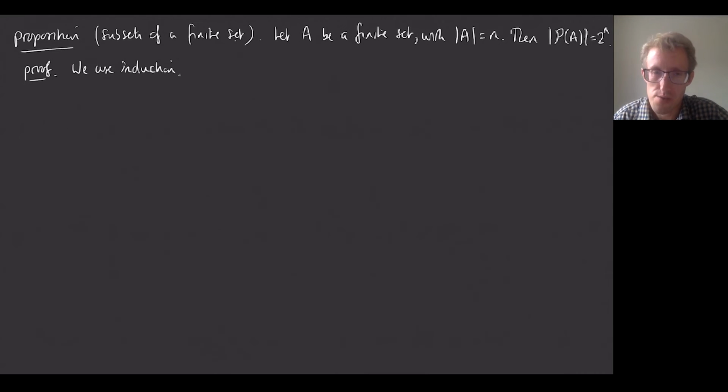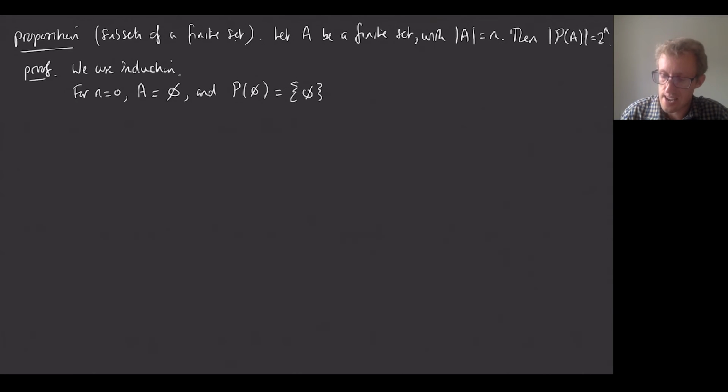And so we're going to start with n equals 0, obviously. So if n is 0, then the only set that has cardinality 0, according to that definition, is the empty set. So if n is 0, then A must be the empty set. And what is the power set of the empty set? The power set of the empty set is the empty set itself. That's the only subset. Remember that the power set is a set of subsets, so we write that like that.